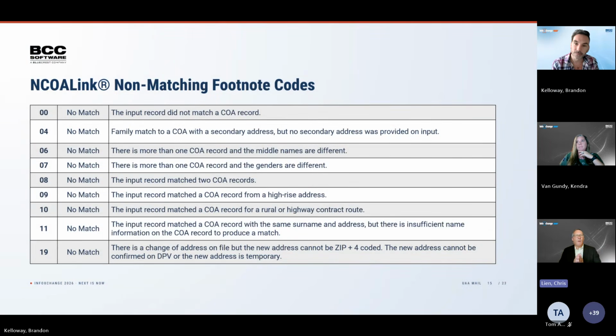And NCOA link, like I said, because of the sensitivity of the data, you're more likely to get no match than you are to get a match. But the no matches are important because if you look at these codes again, take a look at how there are certain things that they can't match on. There's more than one change of address record, and the genders are different, right? The input record matched a change of address record from a high-rise address, and so forth. So different things. Kendra, in your opinion, which one do you think is most typical that you've seen or customers have run into?